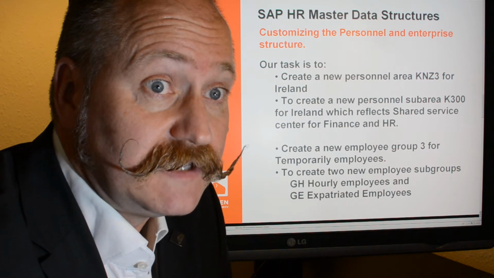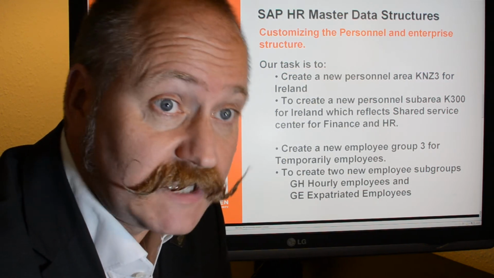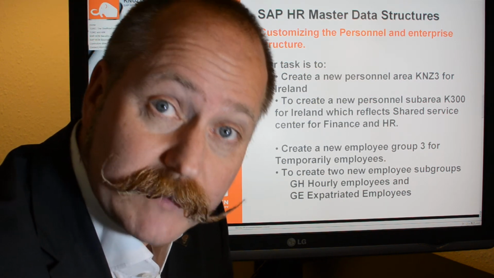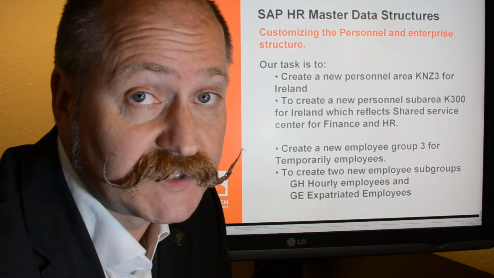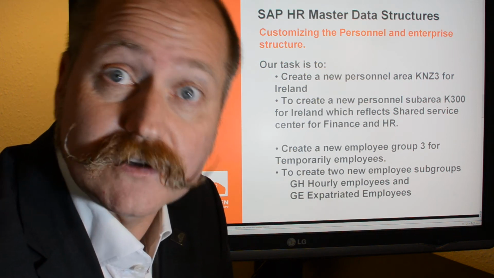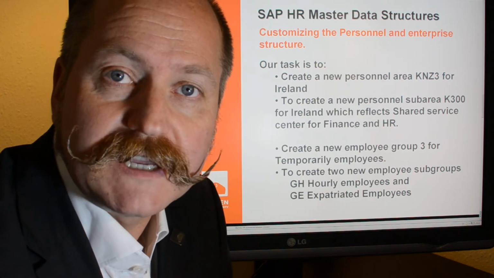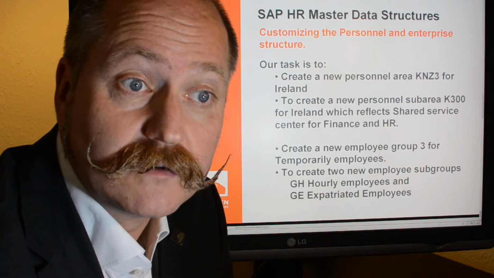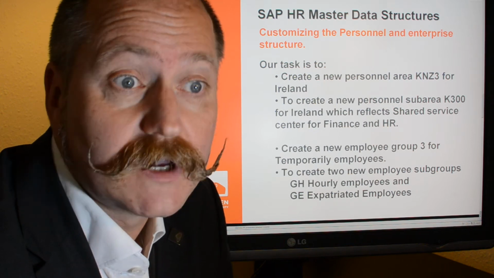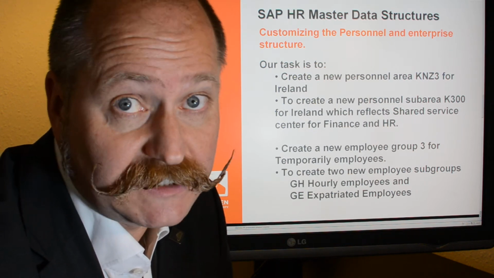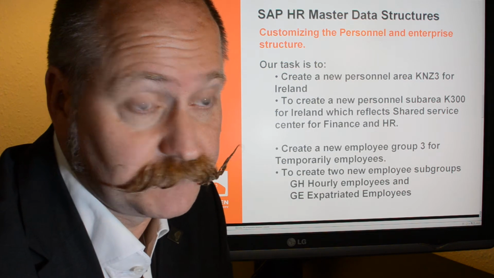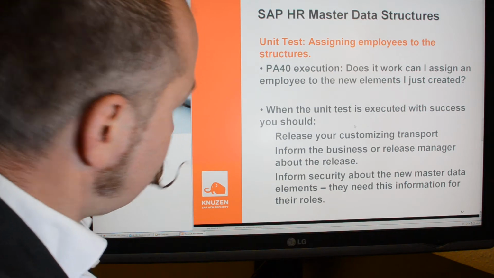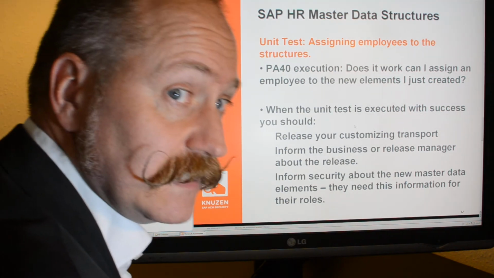So our task today is actually to create a new personal area, K3, for Ireland, and then we'll create a new personal sub area, K300, which will reflect the shared service center in Ireland. Then we'll create a new employee group 3 for temporary employees, and on this one we will create 2 employee subgroups, KH for hourly employees and KE for expatriated employees. So let's start the customizing.